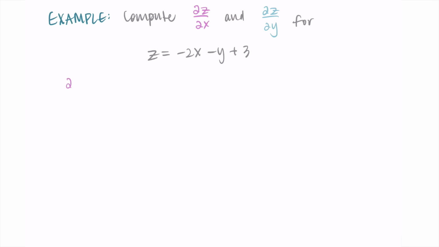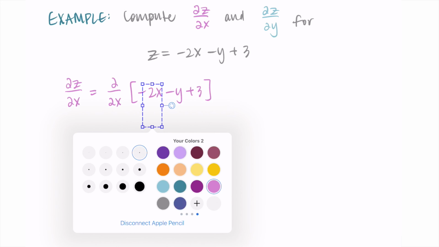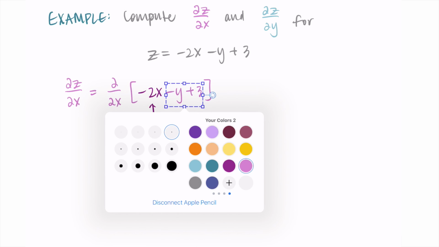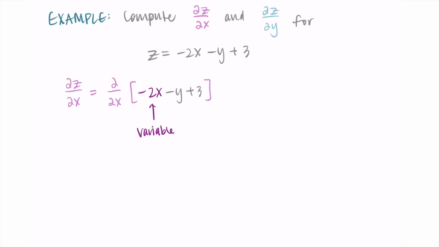So for the derivative of z with respect to x, we're going to be just looking at x as the variable, and we have negative 2x minus y plus 3. So if x is the variable here, this negative 2x is something we're going to need to think about as having a variable in it. But everything else, the minus y and the plus 3, we can consider both as constants, since they don't have any x values to do with them, so these are our constants left over.